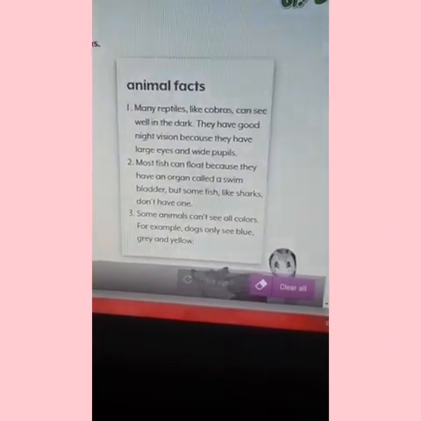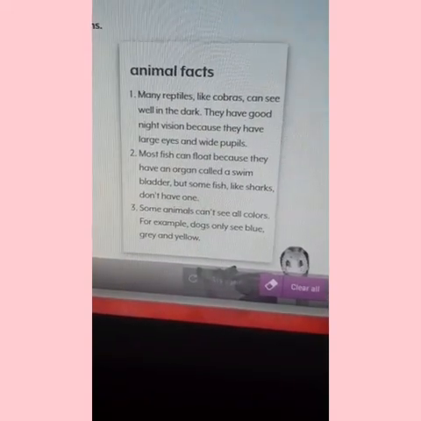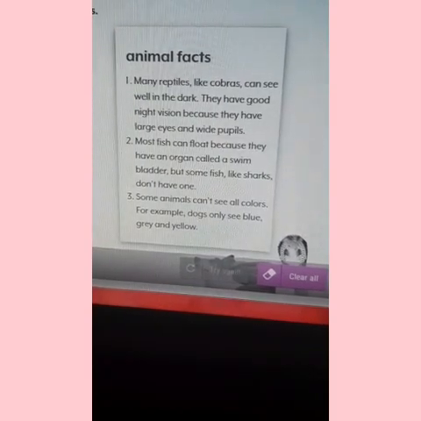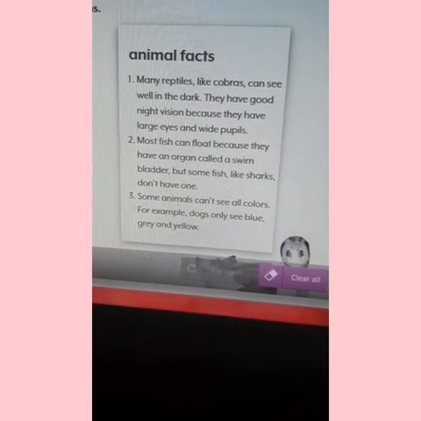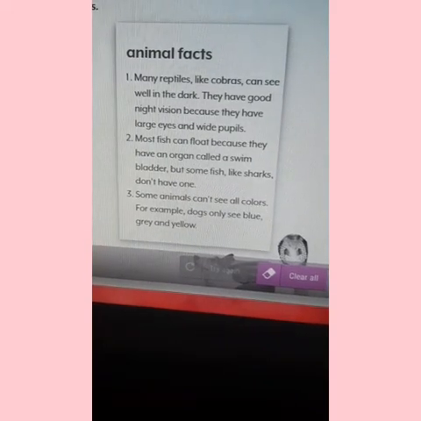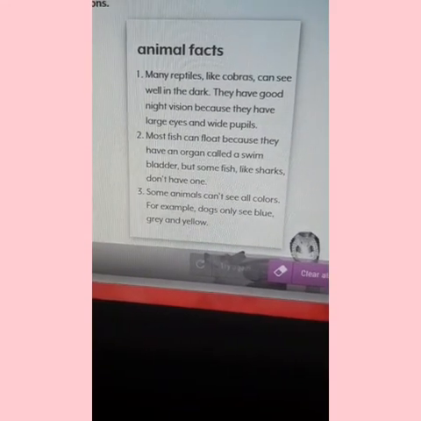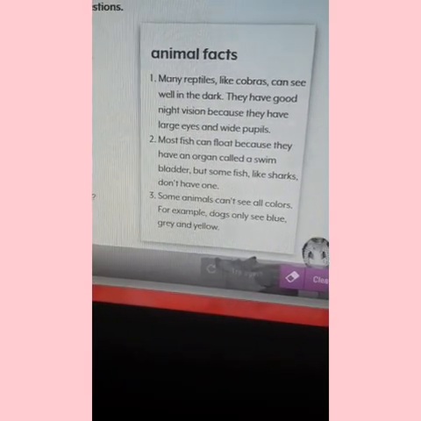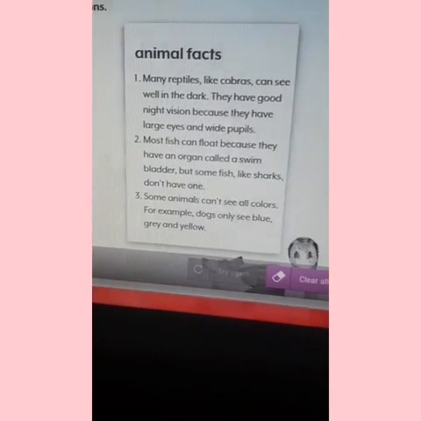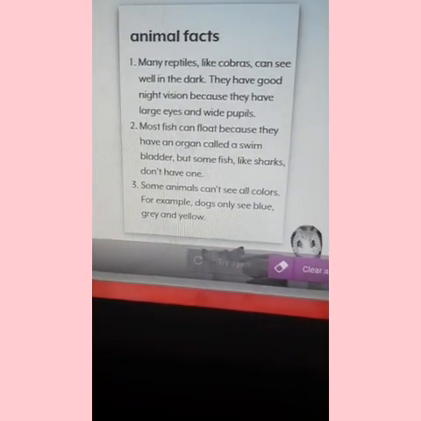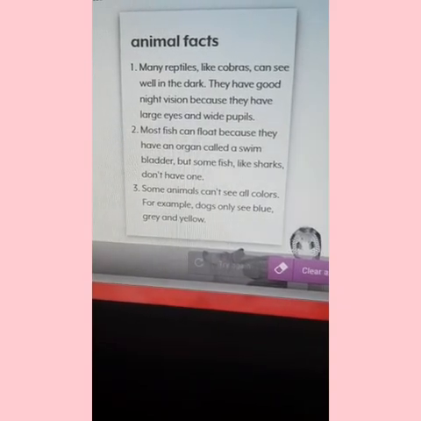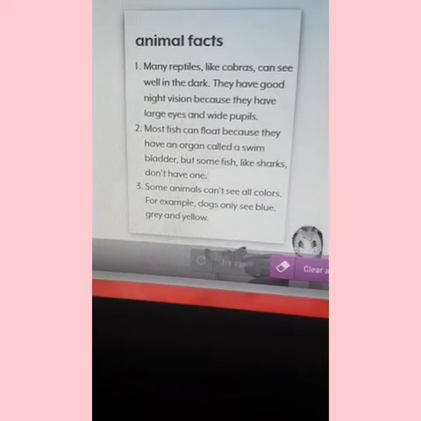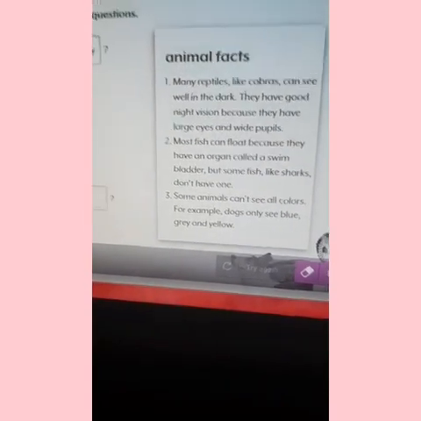Animal facts. Number 1. Many reptiles, like cobras, can see well in the dark. They have a good night vision because they have large eyes and wide pupils. Number 2. Most fish can float because they have an organ called a swim bladder, but some fish, like sharks, don't have one. Number 3. Some animals can see all colors. For example, dogs only see blue, gray, and yellow. Okay, thank you for your participation, boys and girls.